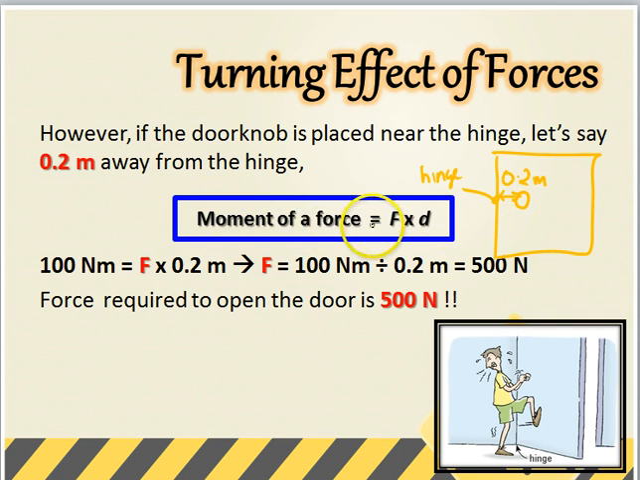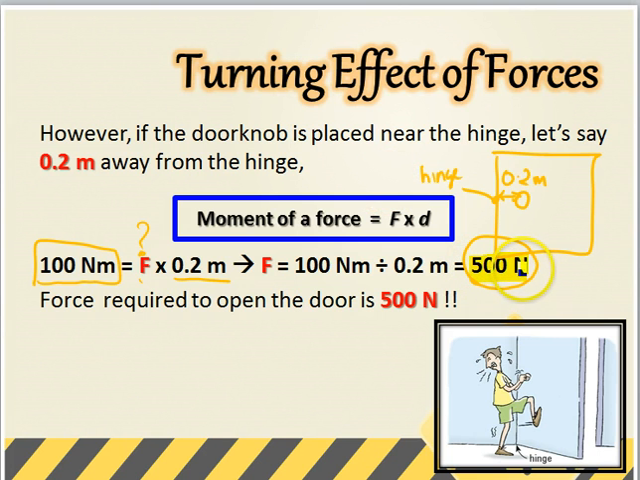By using the same formula, let's just say to open the door, we need 100 Newton meter. You can see here it is still 100 Newton meter because the moment needed is still 100. But now we want to find out what's the force needed. We know the doorknob is placed 0.2 meters away from the hinge, so the perpendicular distance is 0.2. Therefore, F equals 100 divided by 0.2. We need to exert a force of 500 Newton.